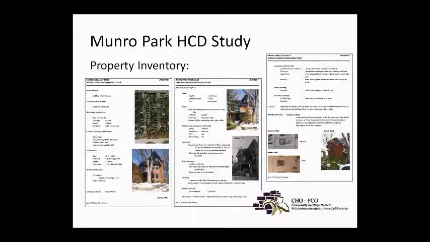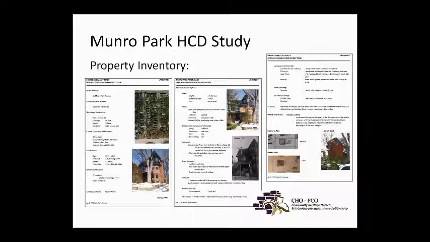So this is a map that came out of the study that shows the period when the buildings in those areas were built. And of course you'll see a few that were built after that that don't have any coloring on them. That means they were built after 1924. But most of them were built in that period of time. So the study examined the history and the evolution of the area.